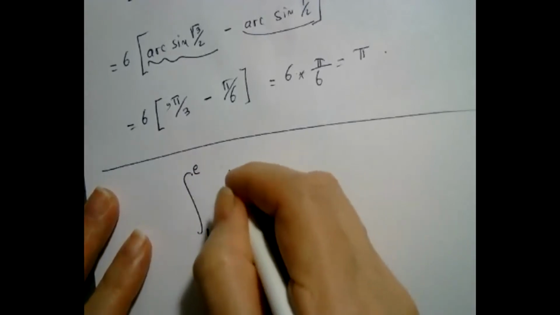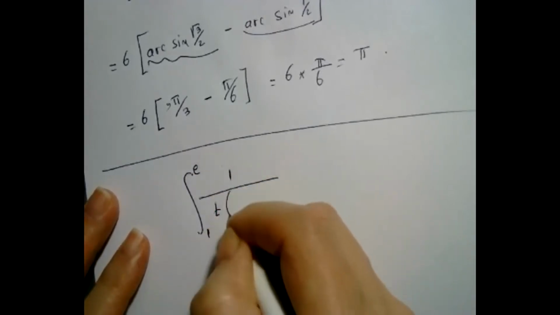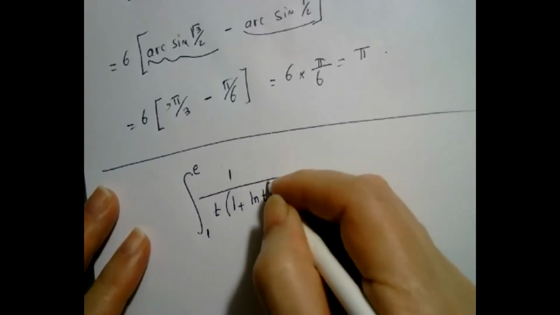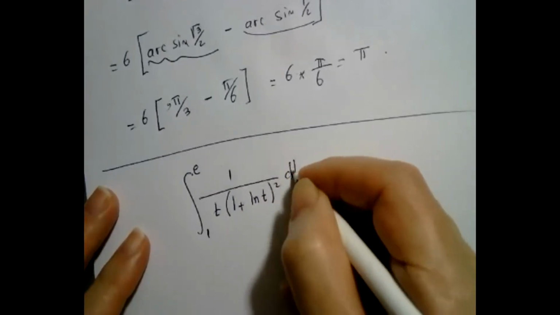The integral of 1 over t times 1 plus ln of t, the whole thing squared, dt. All right. Ideas. Who was able to do it, and how did you do it?